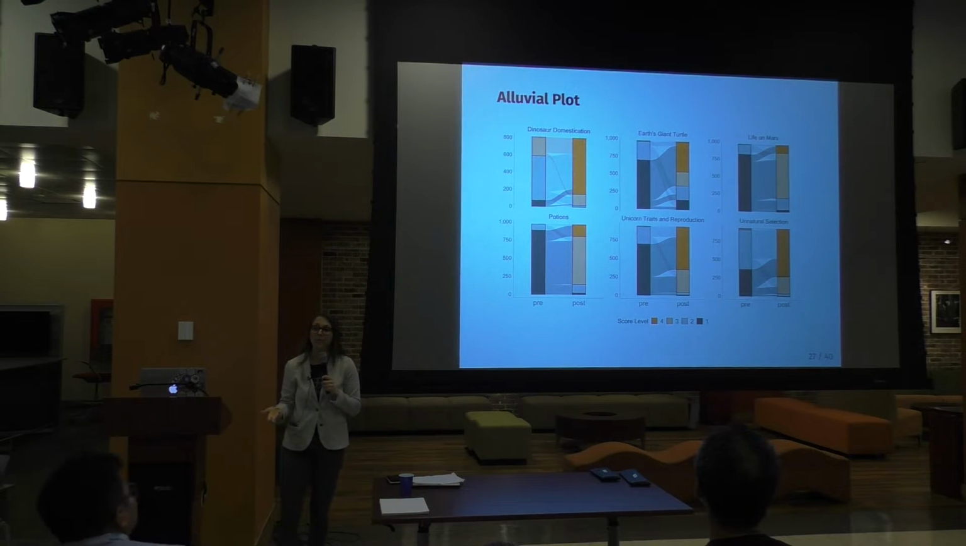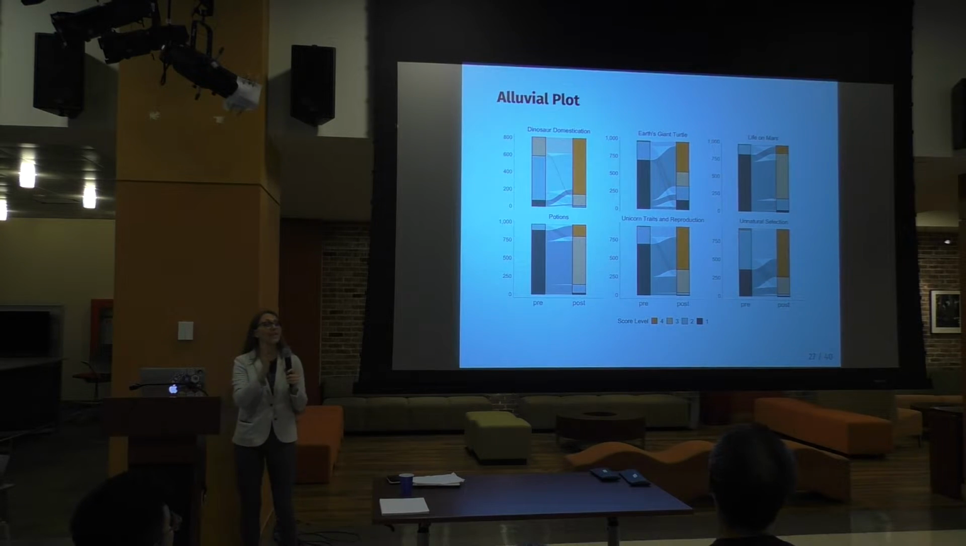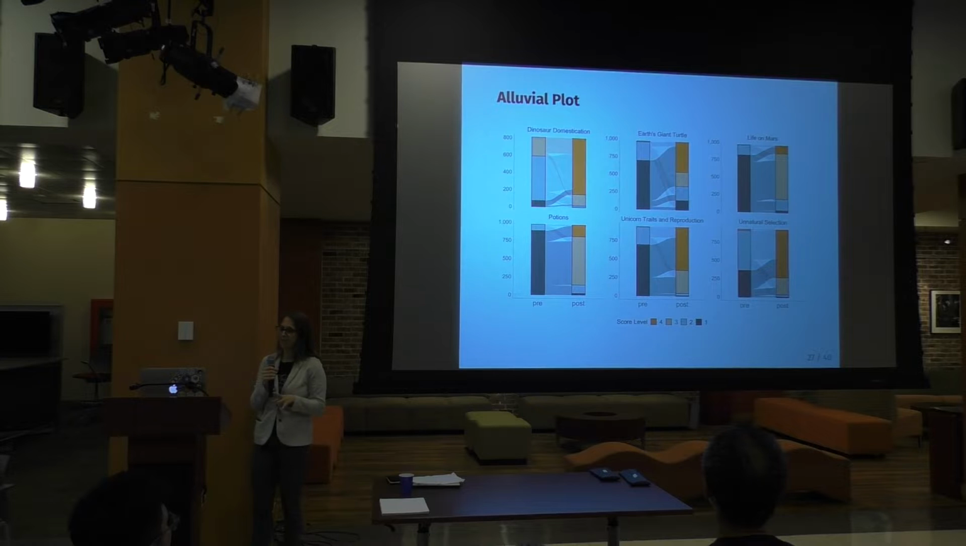I find it really useful because we can see the flow from one state to another. I will say that sometimes I see alluvial graphs used in ways where it's not exactly flow from one state to another. Sometimes it works, but I think they really shine when you're showing some movement from one point to another.